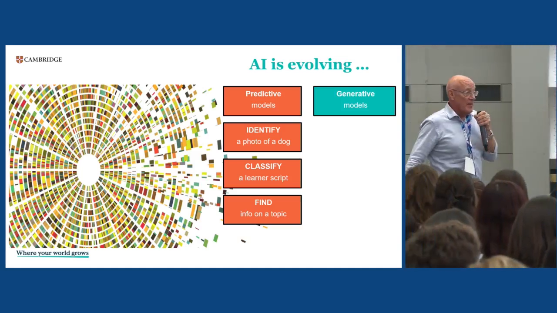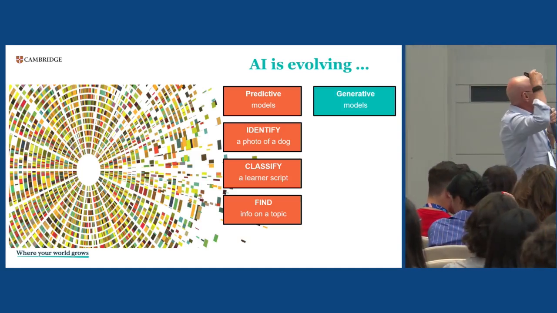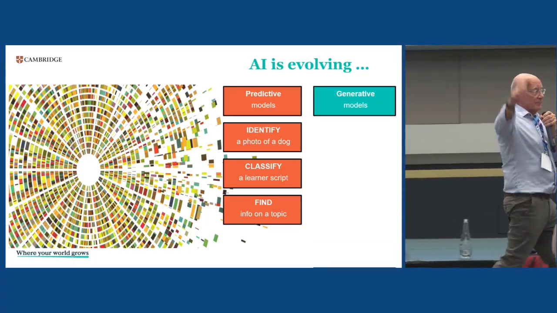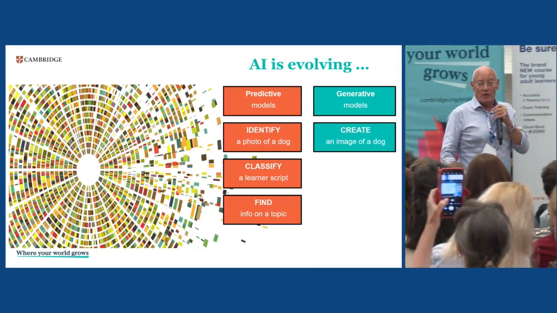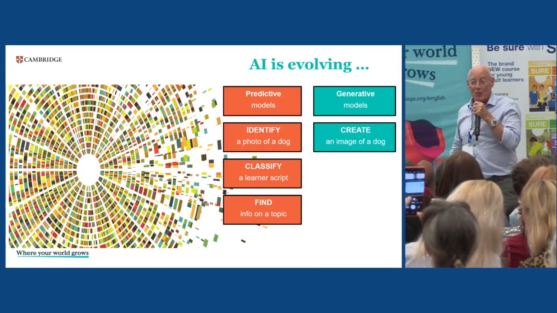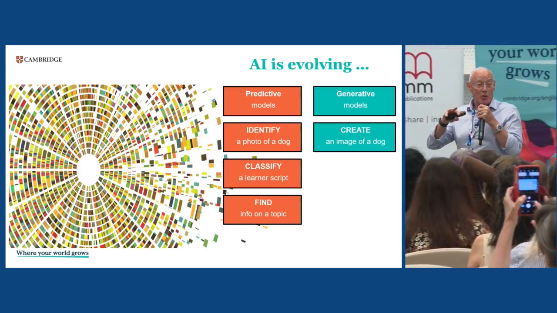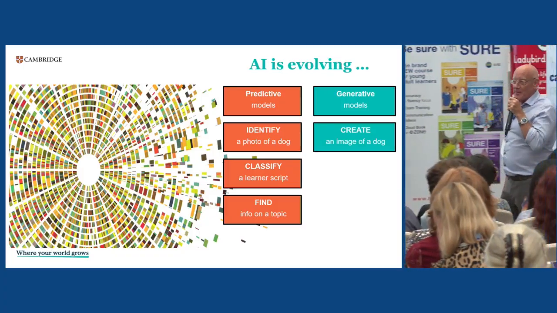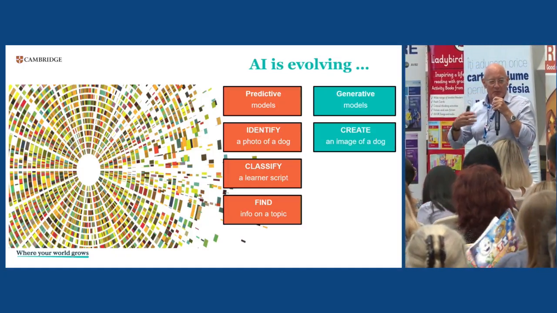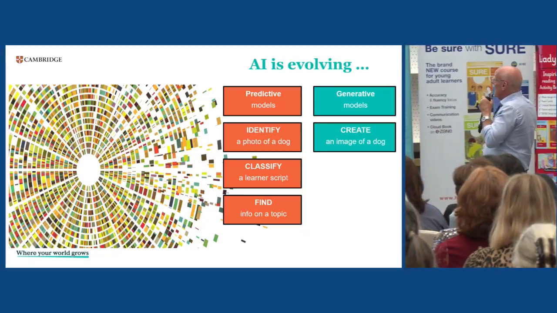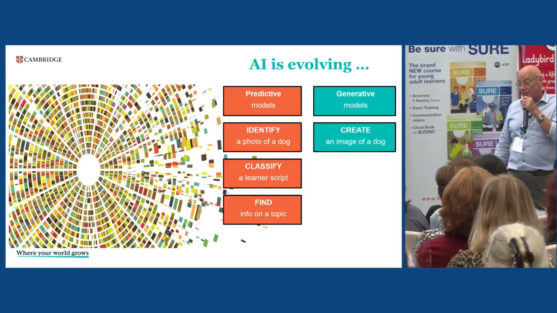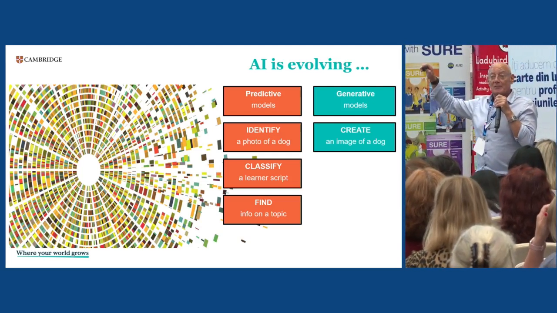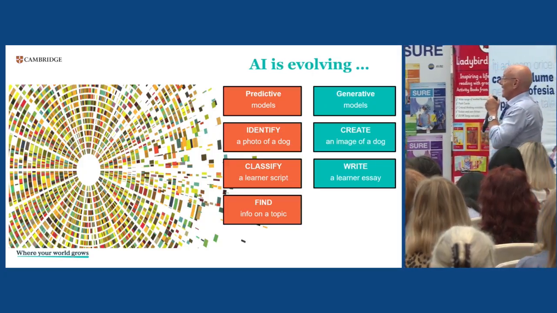The generative model, on the other hand, if the predictive model can identify a photo, what can Gen AI do? It can create an image of a dog. And in fact, Anne showed us some creations this morning. Some of the pictures in her book, she showed us how awful the images were. I mean, it's getting better, and you need to be very clear about your prompts, but I think it's still not brilliant. Predictive could classify a learner script. Generative can write the learner essay.